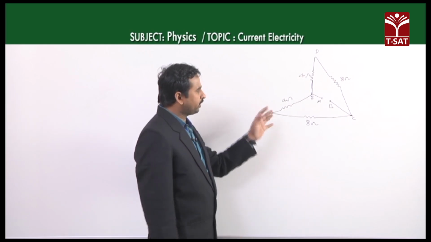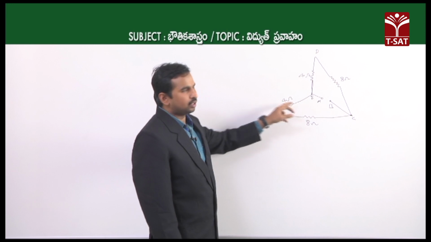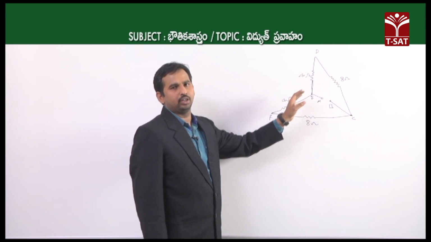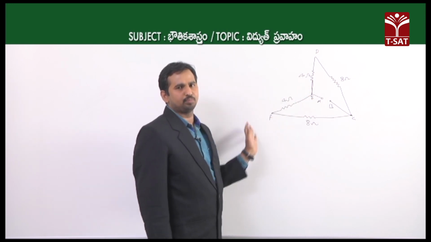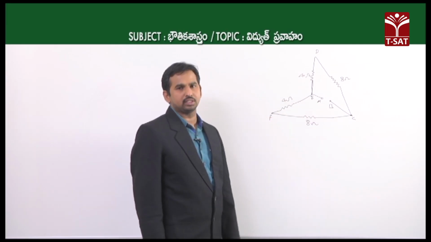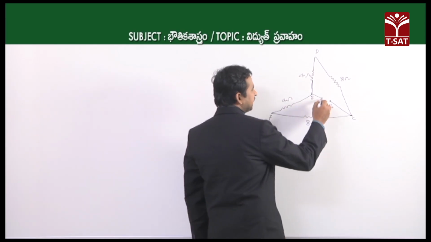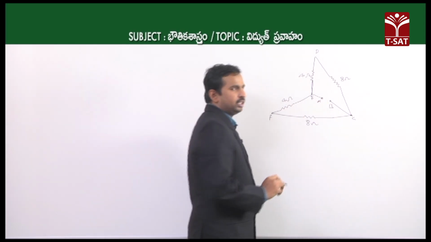So, in total we are having 4 resistances. In this case, if you are having difficulty finding out which one is in series and which one is in parallel, then how to take it is, as you are finding the equivalent resistance between A and B, let us assume the current starts from the point A.